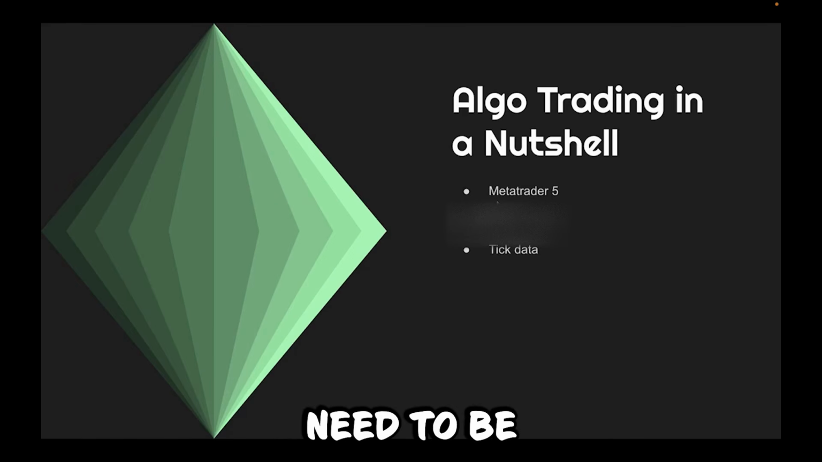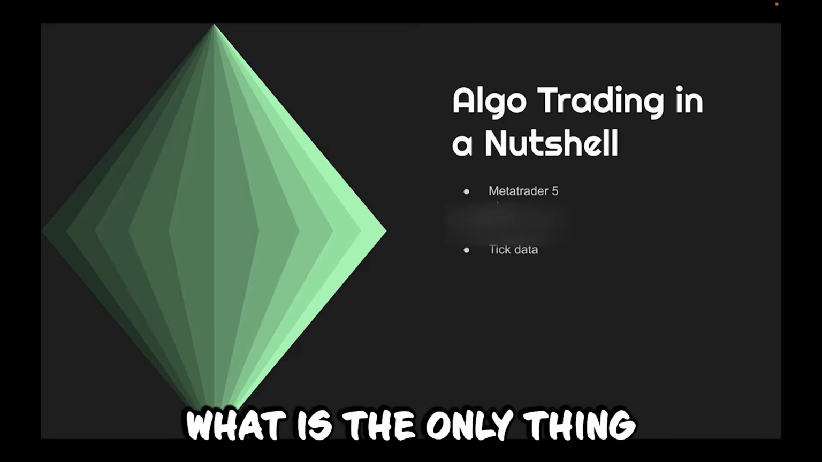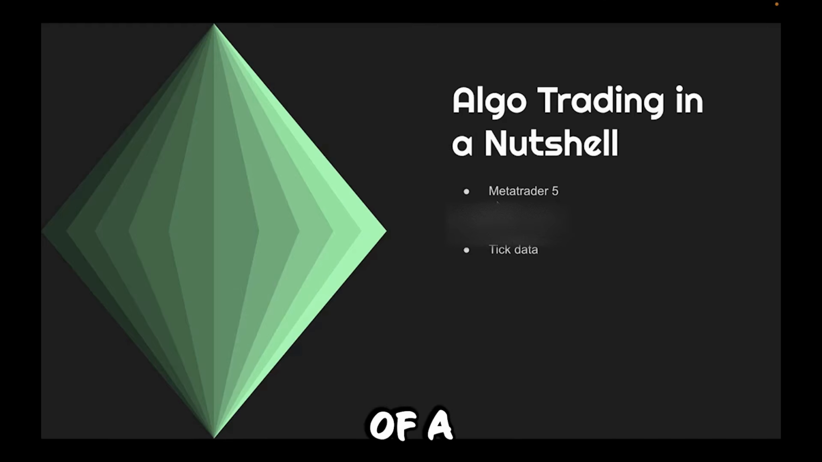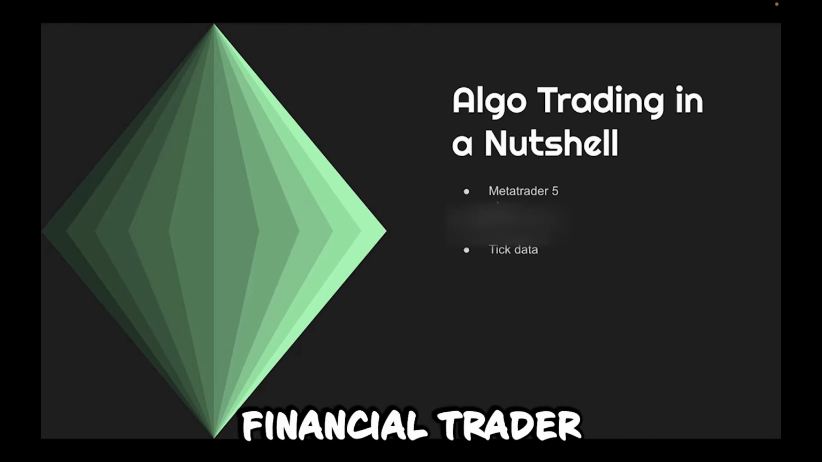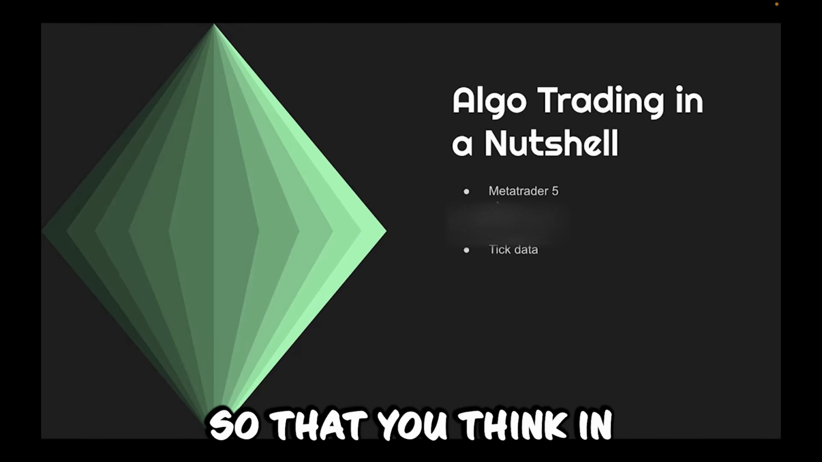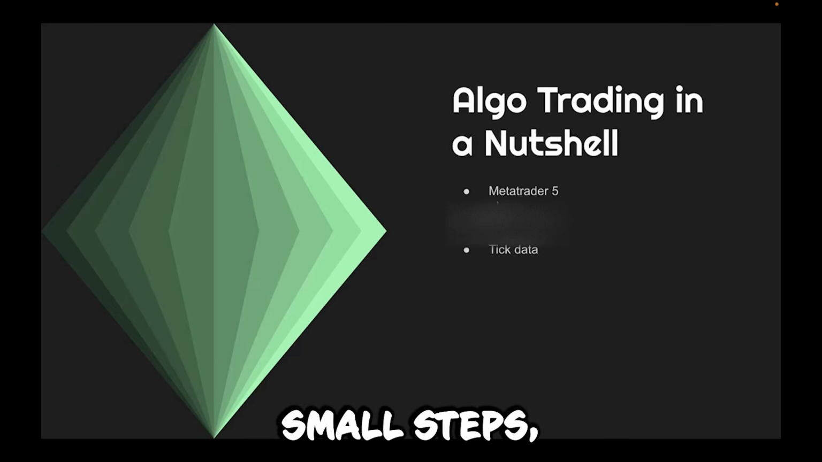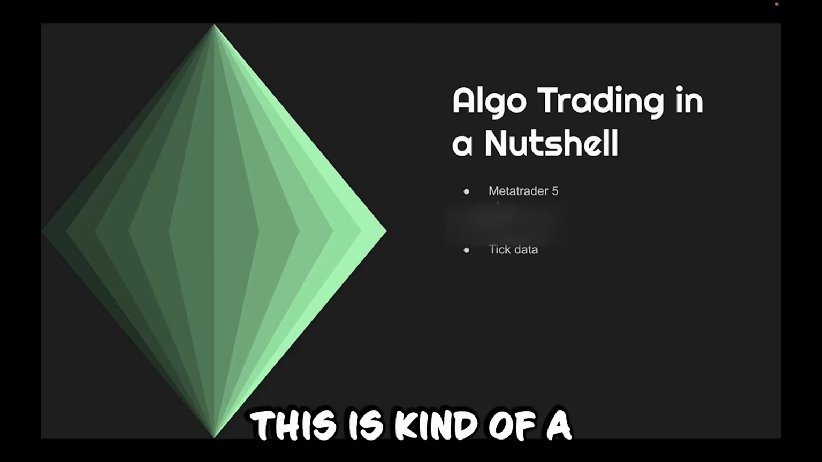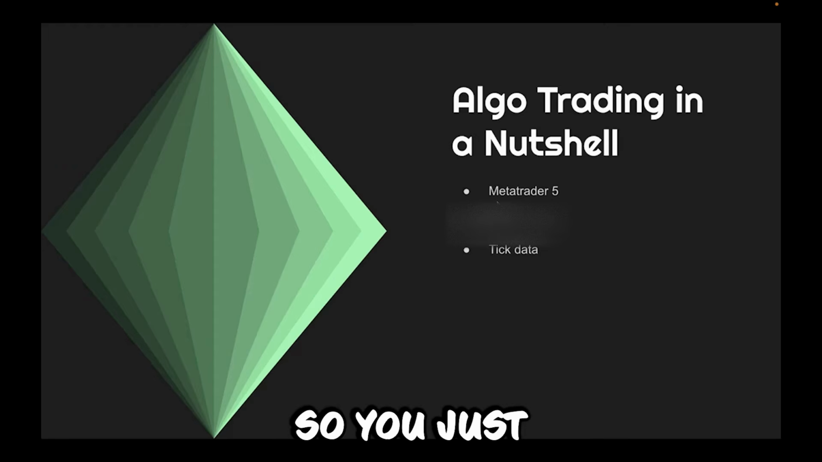So you don't need to be a full-fledged coder. The only thing which is quite important is that you have the rationale of a financial trader or of an algorithmic trader, so that you think in small, mechanical steps. More or less this is a trial and error process. So you just simply have to do it. That is why we are going to do it.